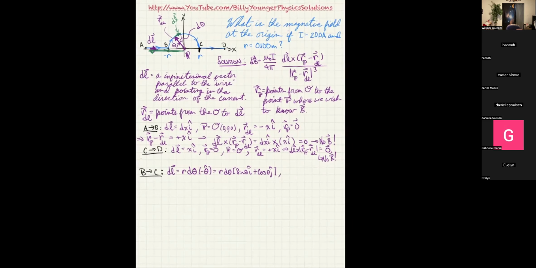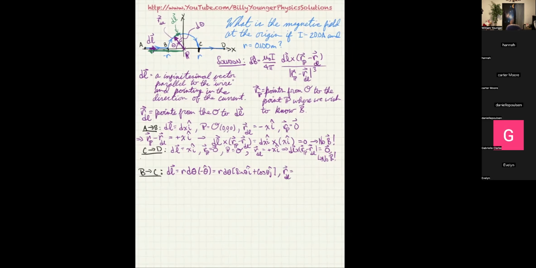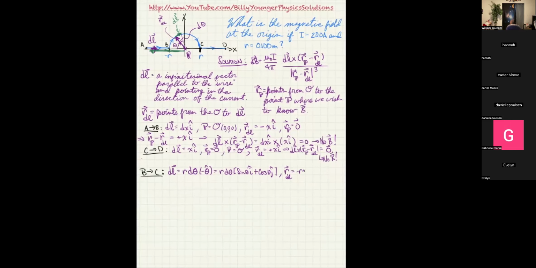Now I need r DL. Now r DL is just the vector that points to it. We've already labeled it. That vector is going to be equal to negative r cosine theta. Notice it's the x component of it where I drew it is actually negative, so that's why I put that there. So it's negative r cosine theta i hat plus r sine theta j hat. So that's what my r DL is going to be.